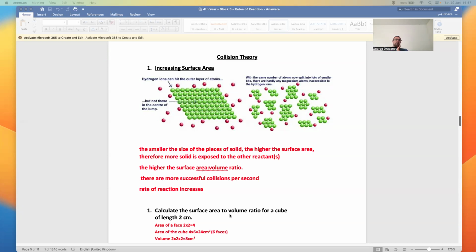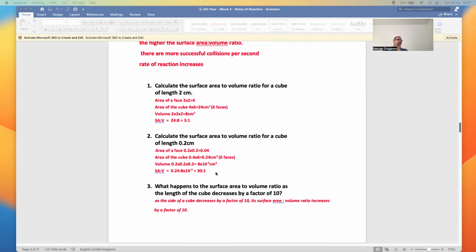Now, to illustrate surface area to volume ratio, let's have a go. So let's take, for example, a cube of size 2. The area of one face will be 2 times 2. And because there's 6 faces in a cube, we're going to get 24 centimeters squared. Now, the volume for 2 centimeters each side will be 2 times 2 times 2. Length times width times height. That would make 8 centimeters cubed. So the SA to V, surface area to volume ratio, will be 24 over 8, which is 3 to 1.